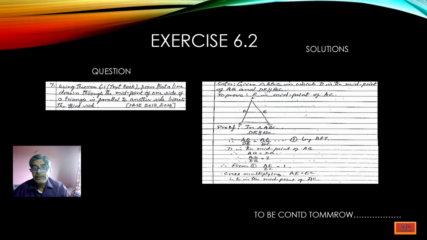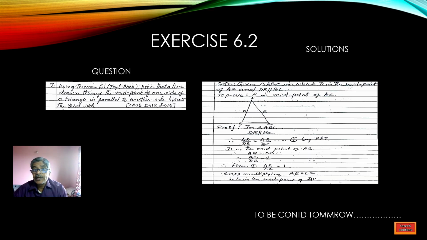So this will be the last problem for the day, and here is our question. Using theorem 6.1 from the textbook, prove that a line drawn through the midpoint of one side of the triangle parallel to another side bisects the third side. This has appeared in the board exam of 2012 and 2014. Please make a note of that. So what is the solution?